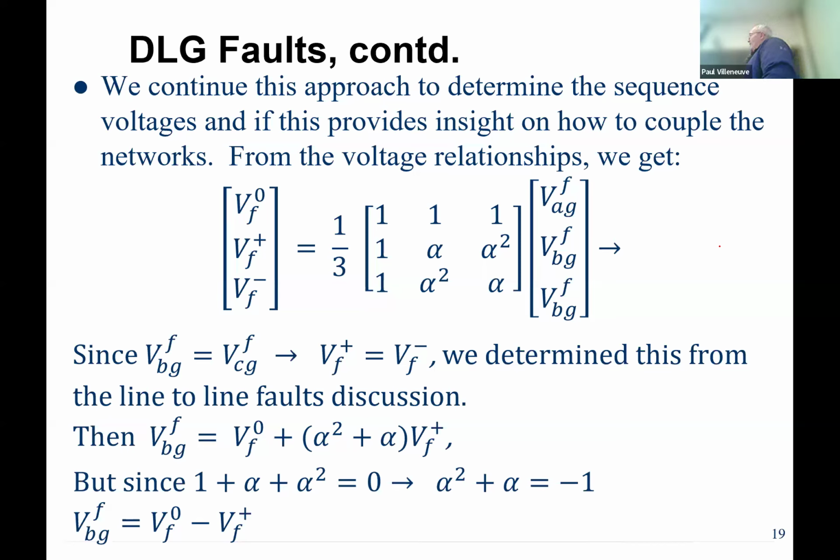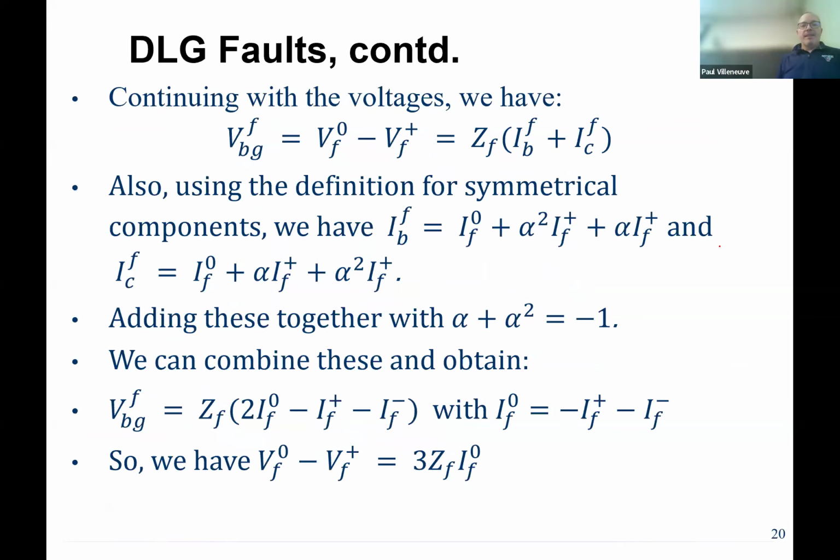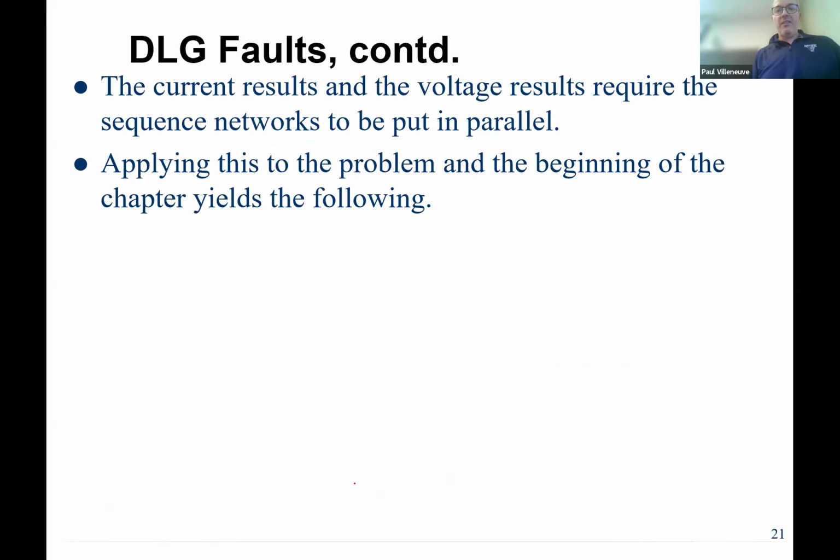Now we just have to check, does the 0 sequence voltage equal those two? Well, there's a little bit of math to make this work, but you can see where we add some terms in there and we end up with VB equals VF0 minus VF positive. And if we continue on, what we have is VF0 minus VF positive equals 3ZF times IF0.